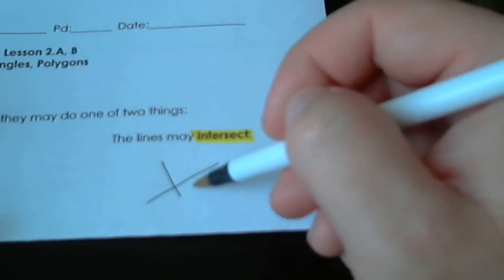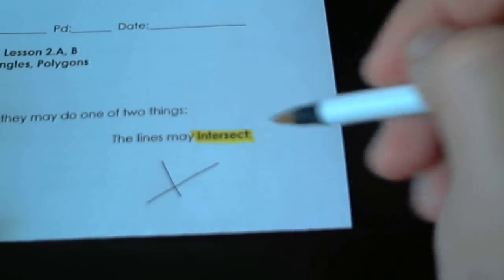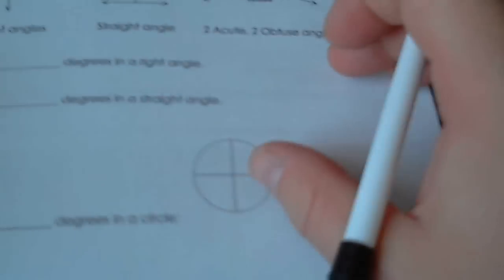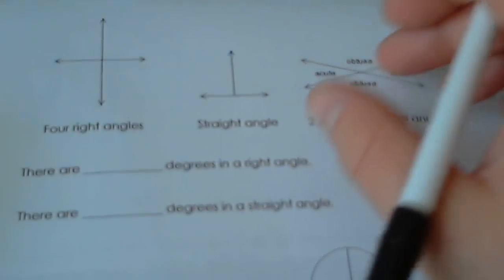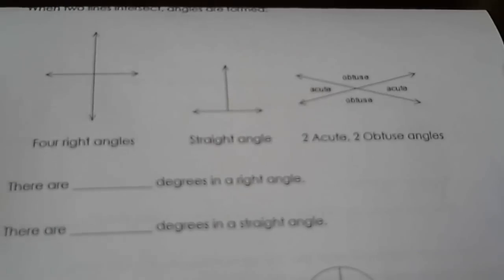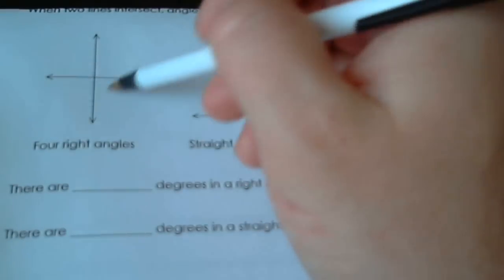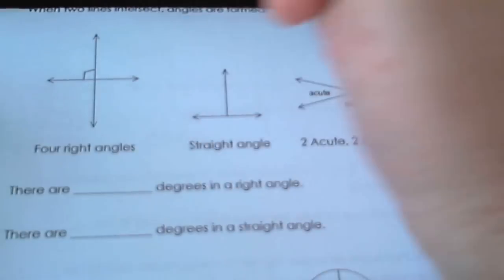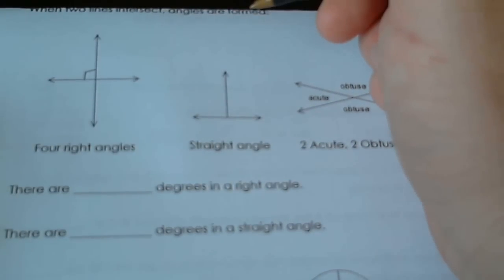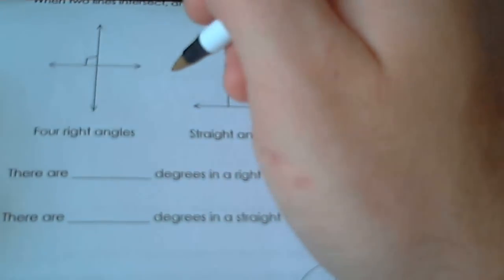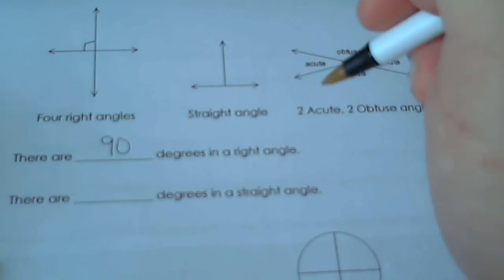Notice if the lines intersect like this, we have 4 angles that are created. Okay? Now, let's talk about those angles. Whenever the two lines intersect, one of 3 situations happens. You have 4 right angles, and remember, a right angle is identified with a kind of square, boxy looking shape, and a right angle is equal to 90 degrees, which is what we have right here. 90 degrees in a right angle.